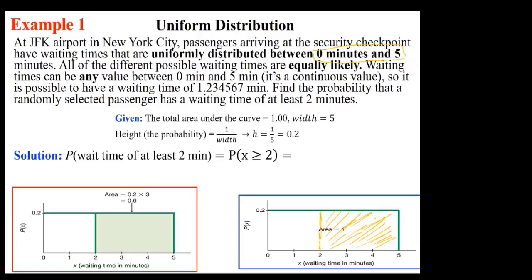We need to calculate the area, this simple case. The height is 0.2. From 2 to 5, that means 3. And there you have it. So the probability of at least waiting for 2 minutes is about 60%, according to this. So that's a uniform distribution.